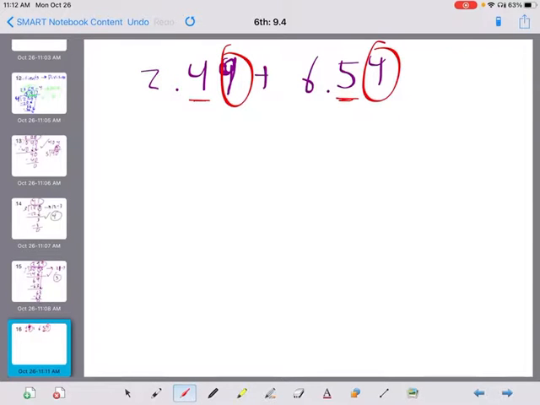So 2.49. The 9 goes up, so remember this can be either 2.4 or 2.5. Rounding down means you stay at 2.4. Rounding up means you go to 2.5. So this becomes 2.5 because the 9 means we're going up. And then here I look at the 4, because we're rounding to the nearest tenth, and the 4 is in the hundredths place, the next place we would look over to. 4 goes up or down? Yeah, down, so that means we stay at 6.5.